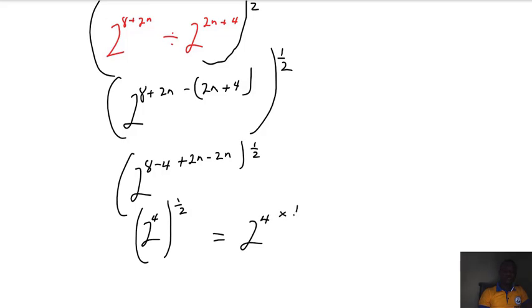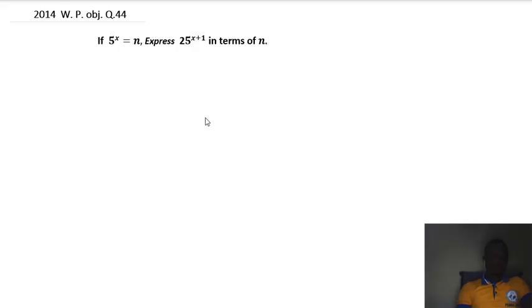4 times 1 over 2, and here because they are multiplied, the 2 will cancel itself, so we have 2 exponent 2, and our answer is going to be 4.